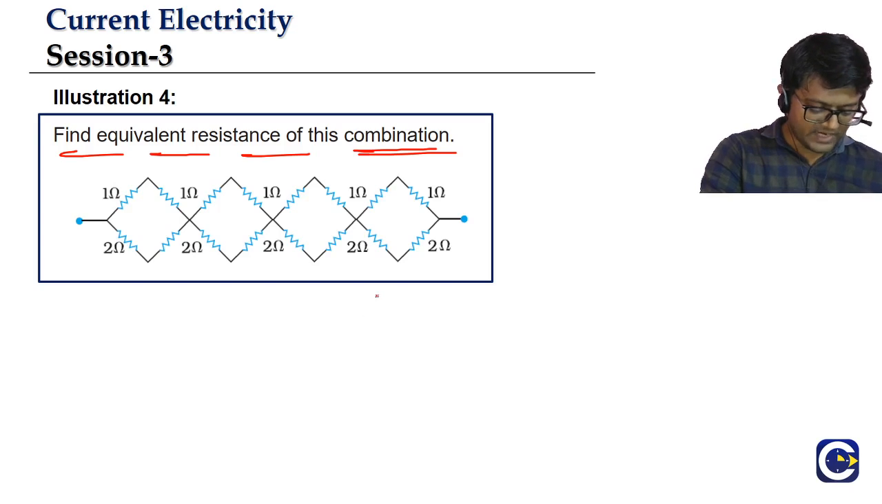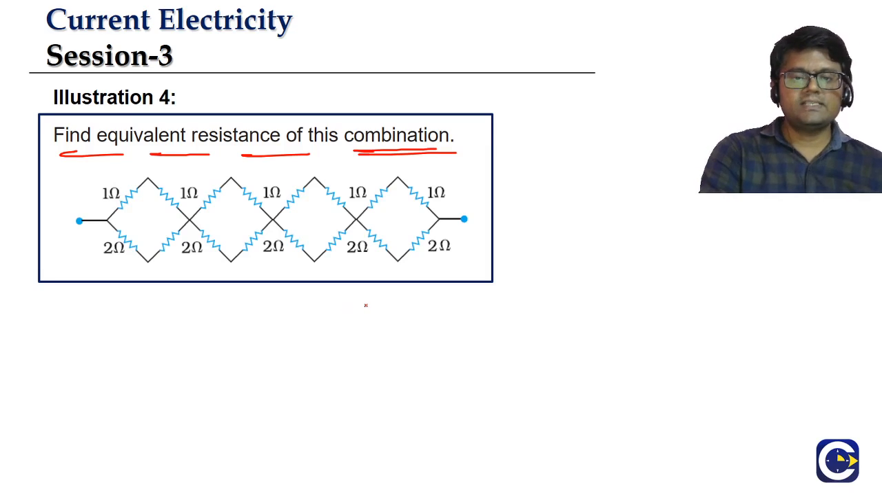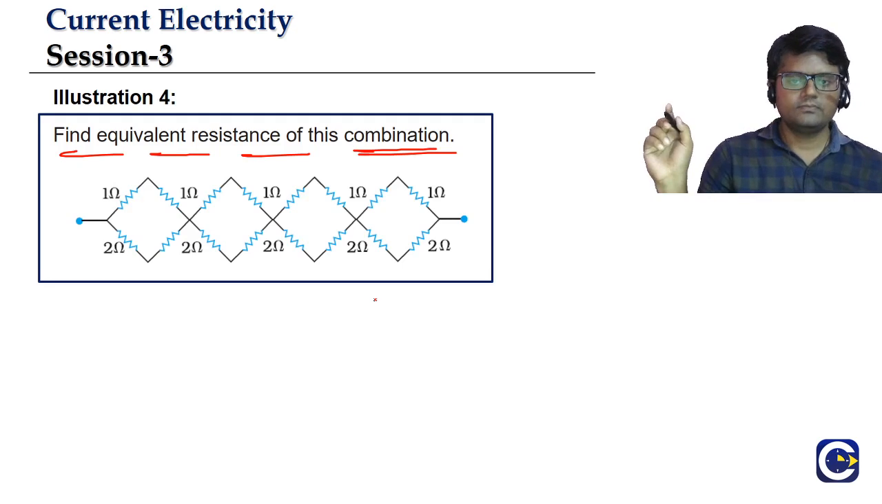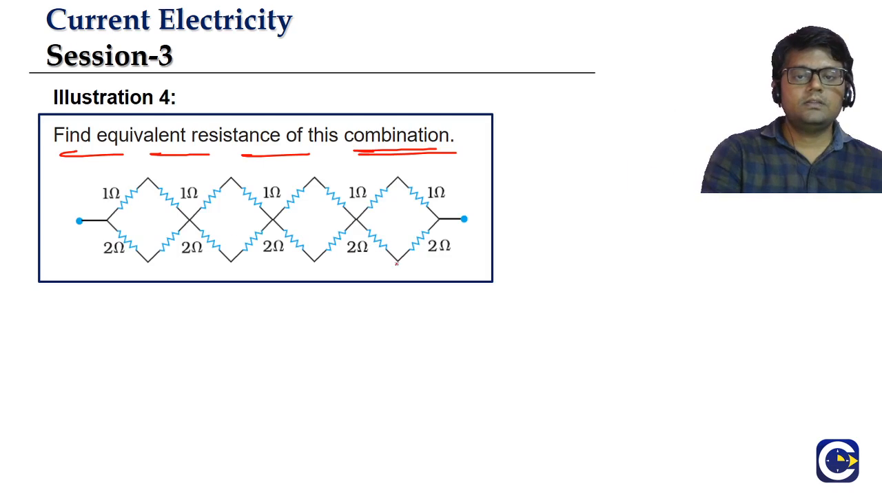Okay. Look at the fourth question, guys. Question number 4, we have to tell what is the equivalent resistance of this entire combination. We have a combination of resistors and we have to find the equivalent resistance of the entire system that is given here.